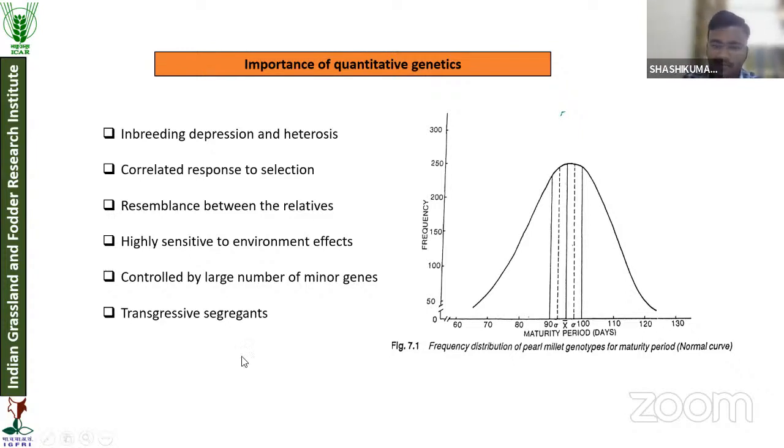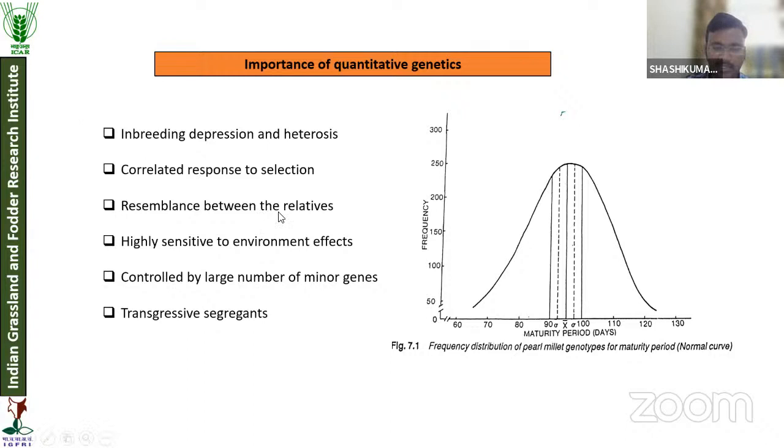Cross-pollinated plants are highly susceptible to inbreeding on selfing. They show inbreeding depression, meaning the vigor reduces as selfing increases. This decrease in vigor is called inbreeding depression, and when we cross those two inbreds, we get heterosis: the F1 hybrid that is superior to the parents. This is mainly because of quantitative traits and dominance. Secondly, there is correlated response to selection. If you select for one trait, another trait that is correlated with it will also be selected along with the desirable trait.